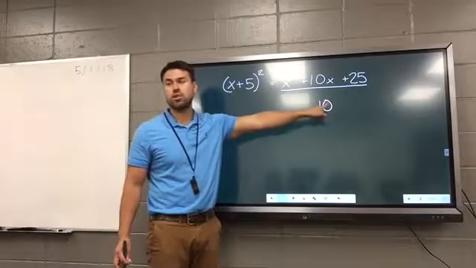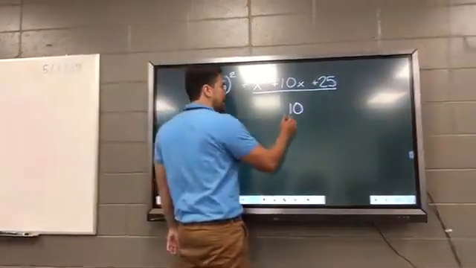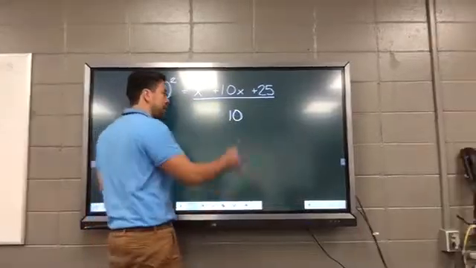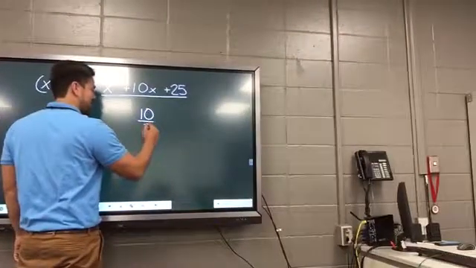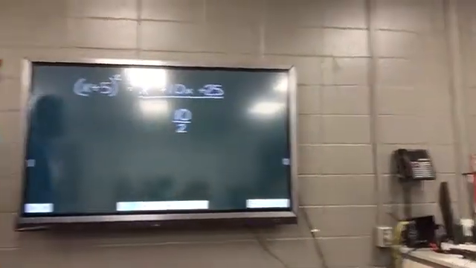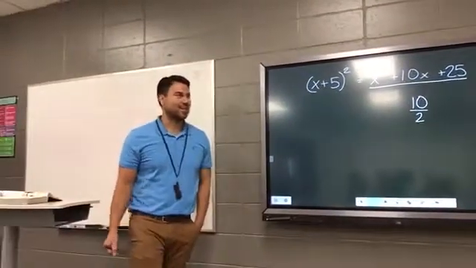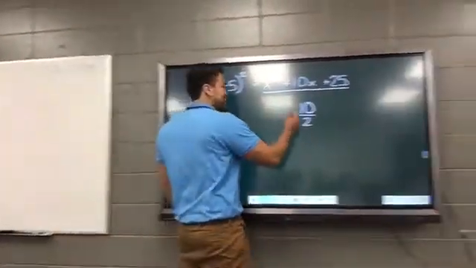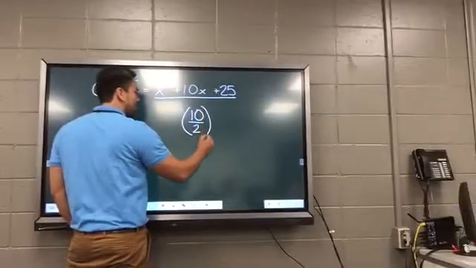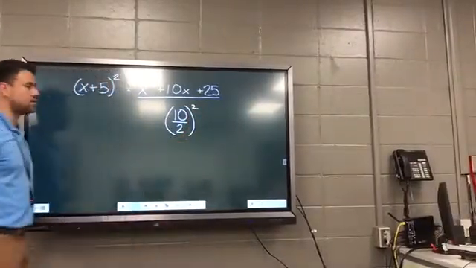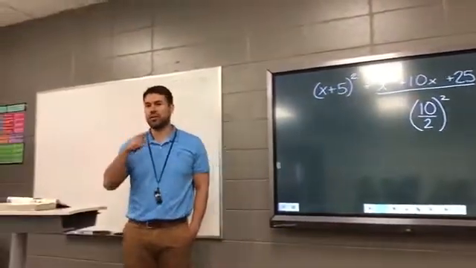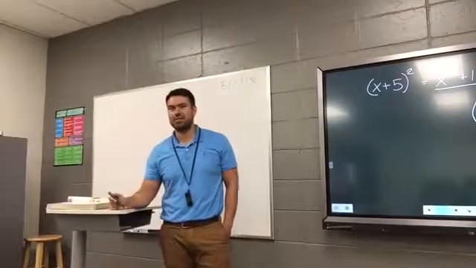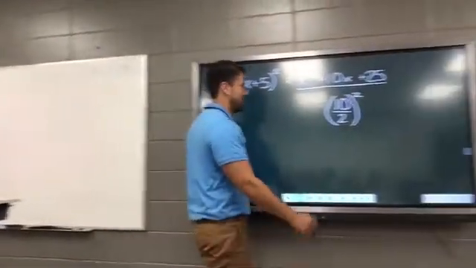All right, watch what we're going to do to this. I want to cut it in half. How do I cut it in half? You divide by 2. Yep, it's 5. And then what I'm going to do is square that value. So what's 10 over 2 squared?